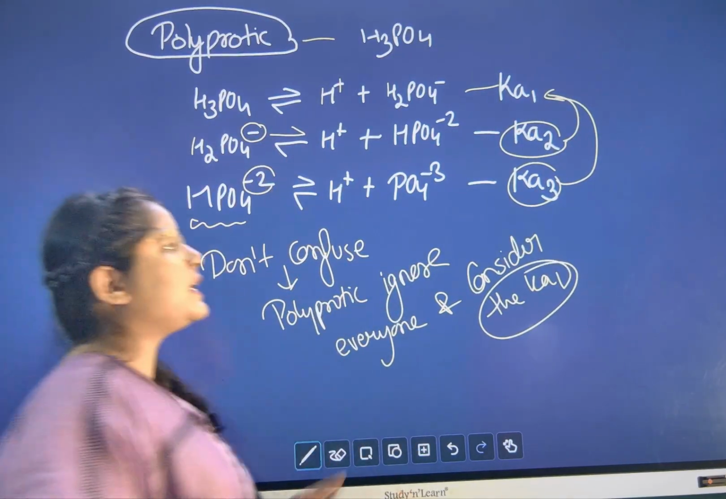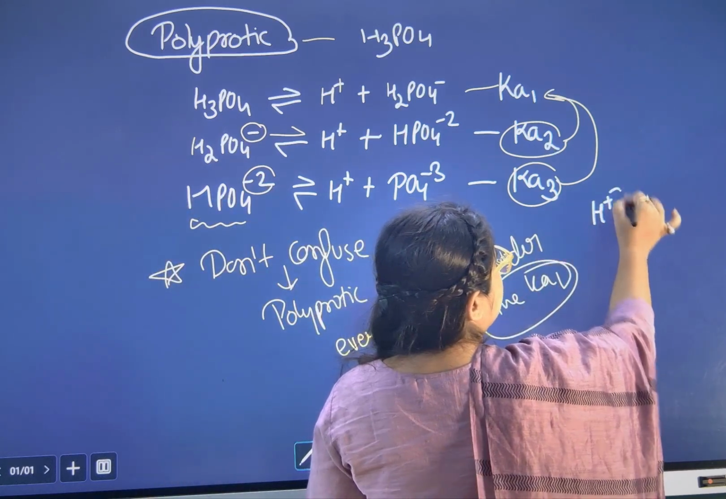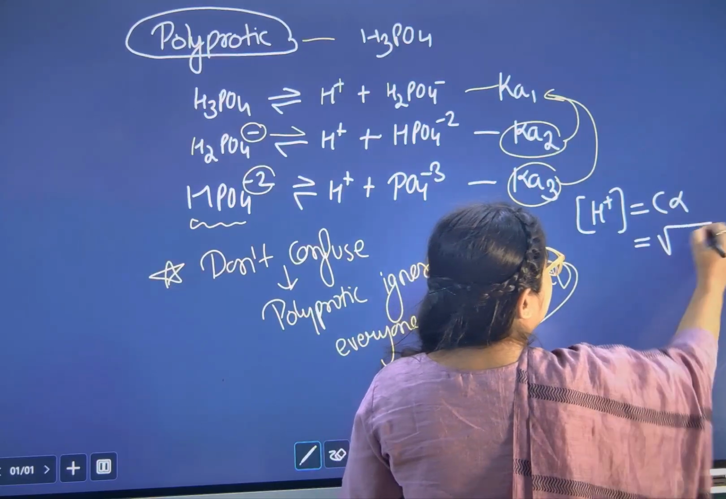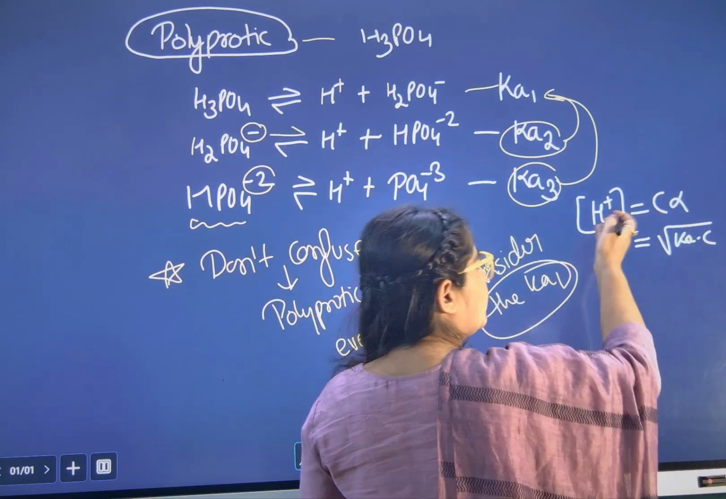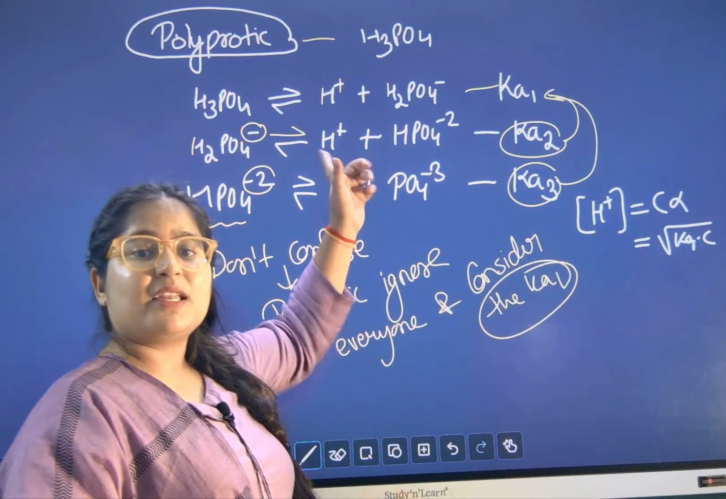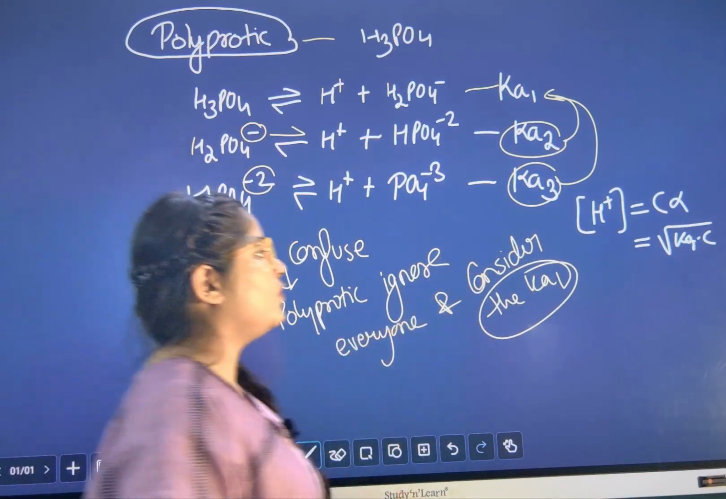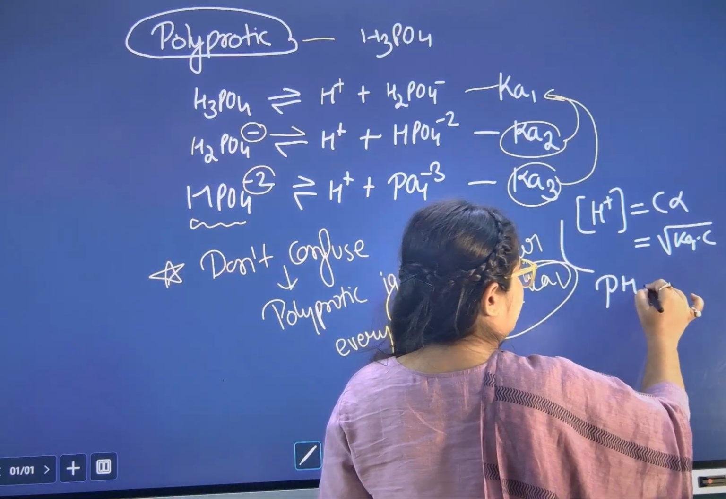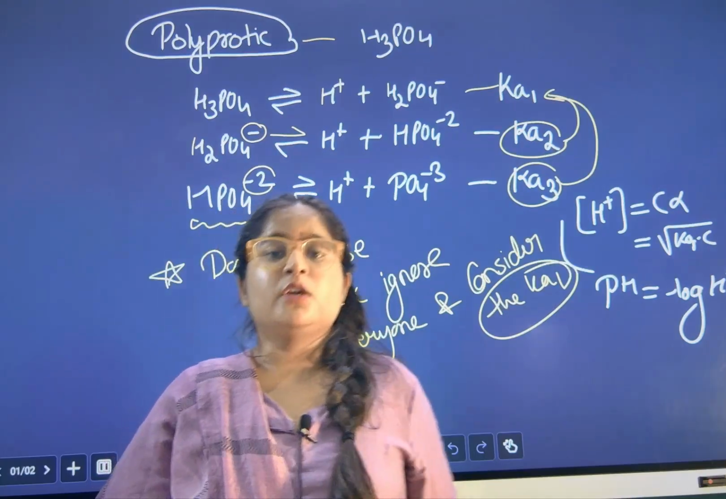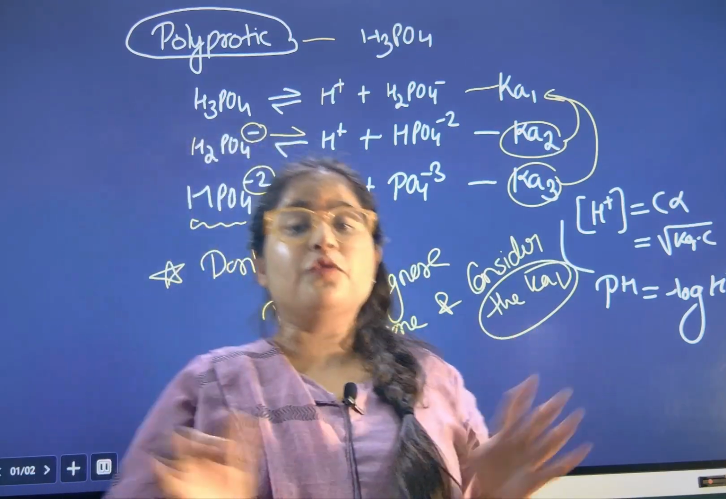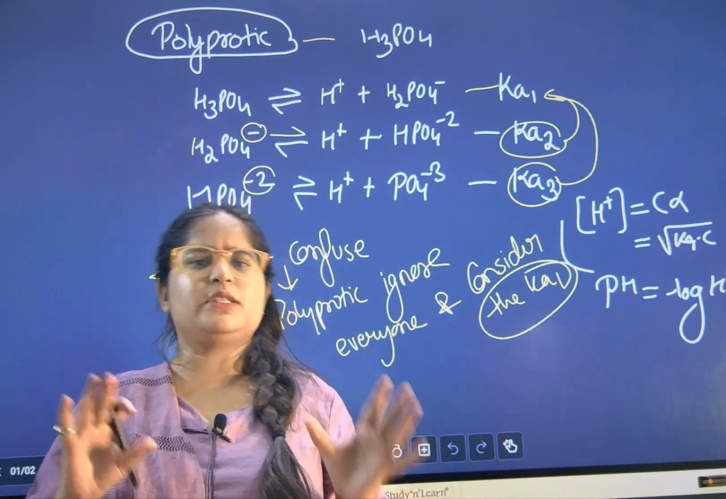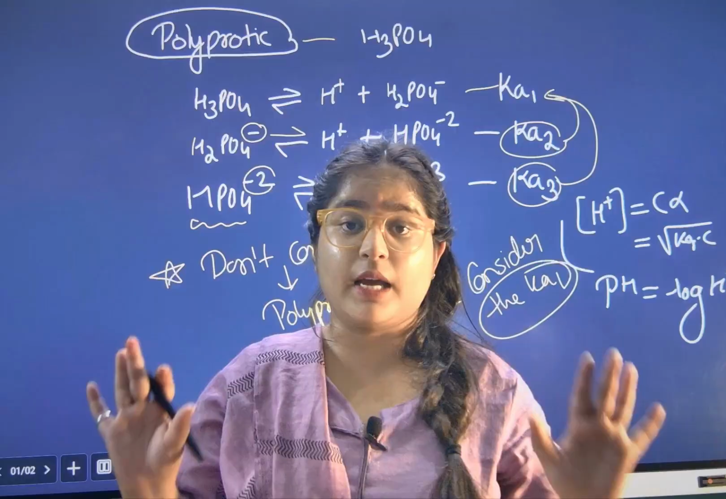Now we know for a weak acid how to calculate the H ion. H ion is equal to C alpha, and C alpha means under root Ka into C. Which Ka will we take? Ka1. I am considering only the first dissociation constant, Ka1. If I know the H ion, we can calculate pH using minus log H plus. Easy or not? Very easy. So here we have finally finished everything about pH calculation related to acids and bases. Weak acid, strong acid, weak base, strong base, everything we have studied here.